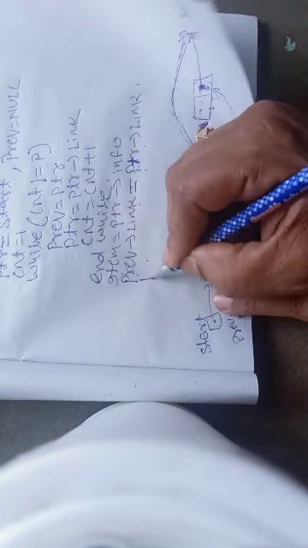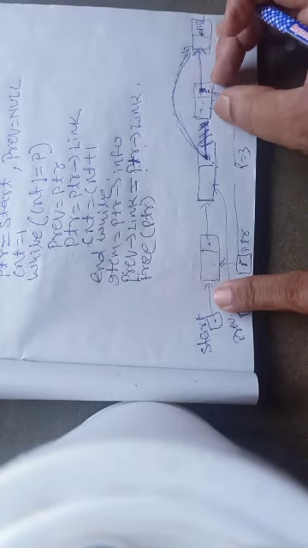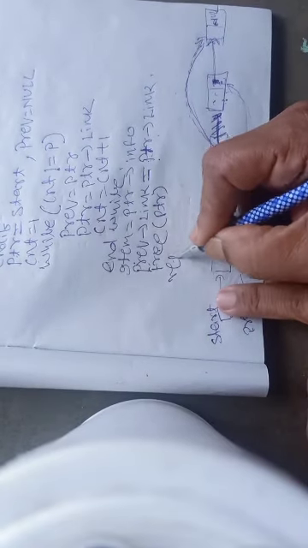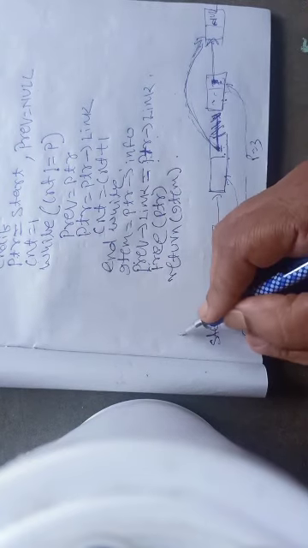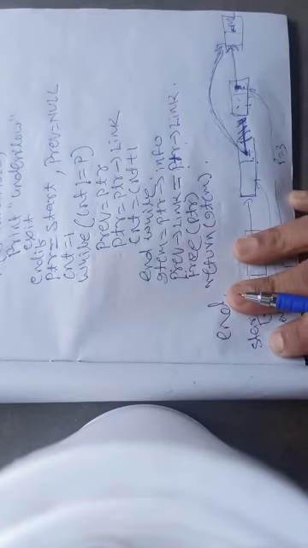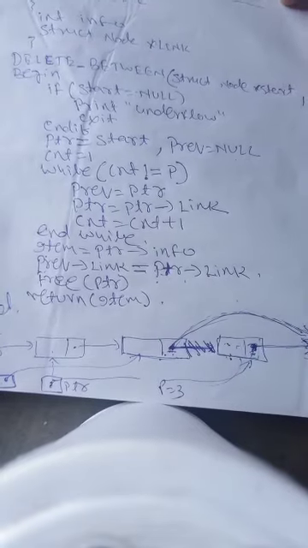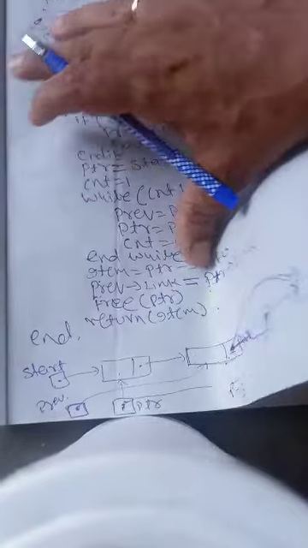Finally, I'll say free PTR. So this memory location will be released. Okay, and last, return item. So item is returned, and finally I'll say end. This is the end of the algorithm. Okay guys, so I hope you understand this algorithm. You can just check it out once again. This is my complete algorithm.